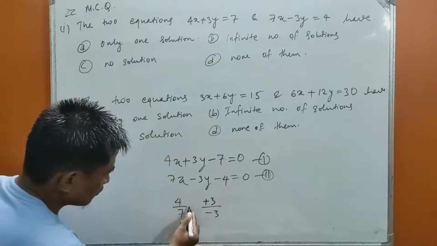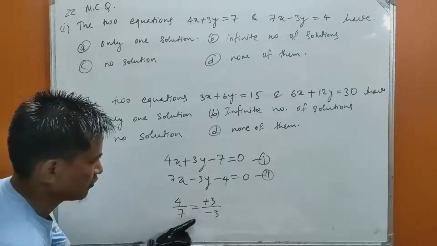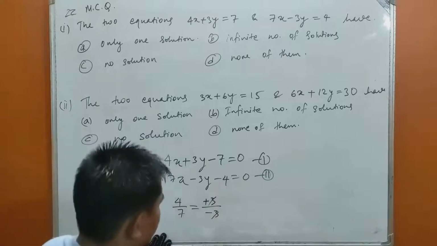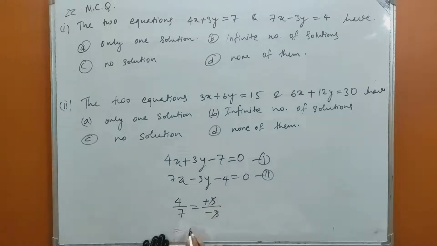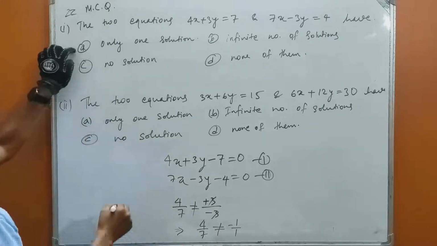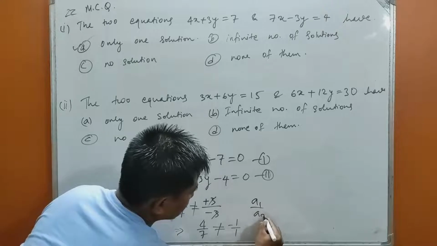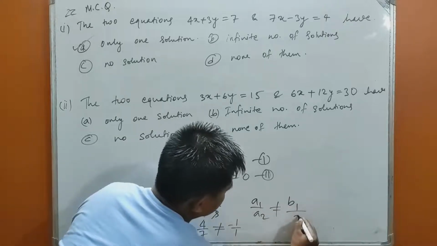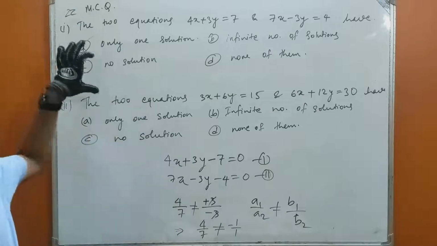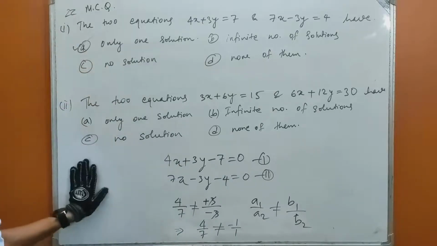So these two, are they equal or not? This is minus 1, isn't it? Plus 1 by minus 1. So this gives us 4 by 7 not equal to minus 1, isn't it? So both are not equal. A1 by A2 is not equal to B1 by B2, isn't it? That means only one solution. If A1 by A2 is not equal to B1 by B2, then the two equations will have only one solution. Okay, I hope we got this.